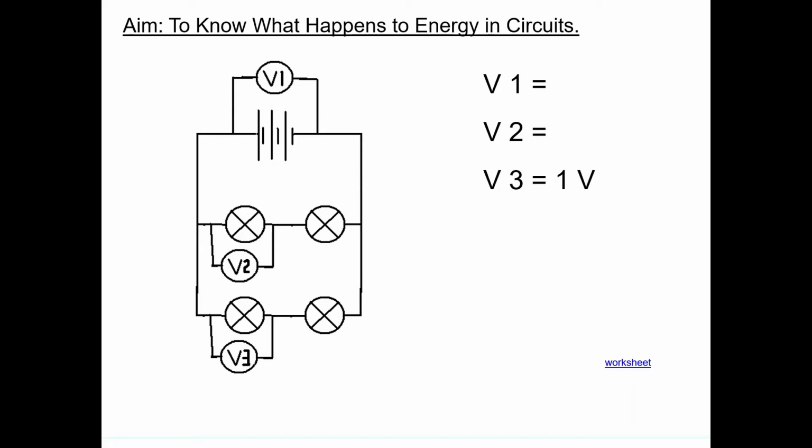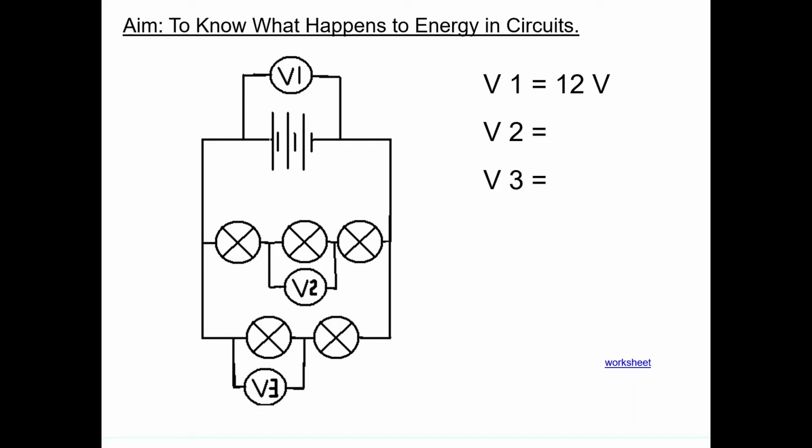V3 is 1 volt, so it's going to be a similar situation. Each bulb is 1 volt, so each branch, each path is going to be 2 volts, and the battery must also be 2 volts. V1. Okay, V1's 12. Now that tells us, oh, this is a bit more tricky. Just be careful. V1 is 12 volts. Across each branch, or each path, they're going to drop 12 volts. They're going to go in with 12 and they come out with 0.